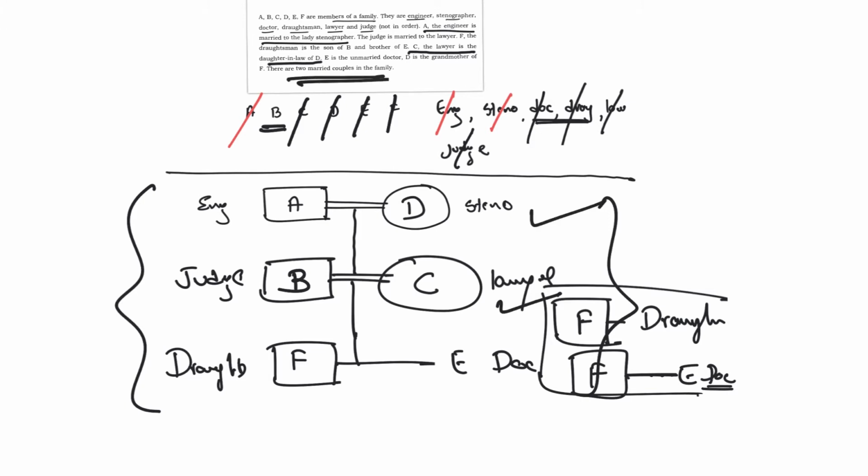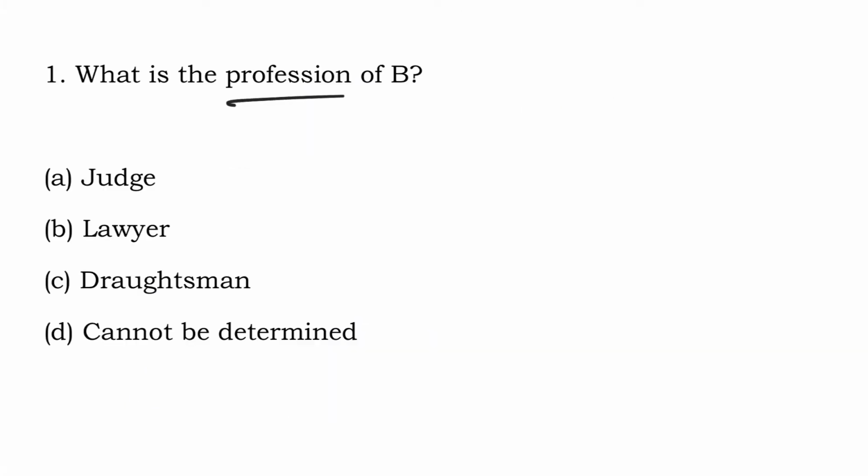Two married couples, 1 and 2, and 1 sibling pair we got here, yes or no? According to this, the next three questions will follow. Try to keep this as reference and make a note of it, and then try to solve the questions. The first question is, what is the profession of B? The profession of B is judge, so option A is the right answer, my dear friends.